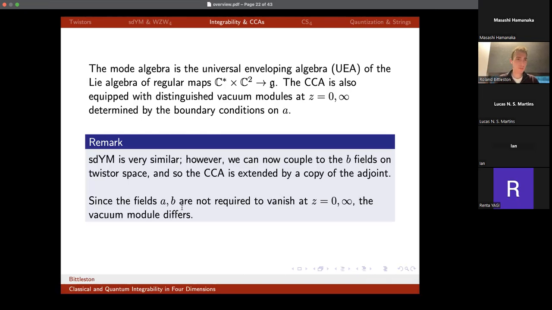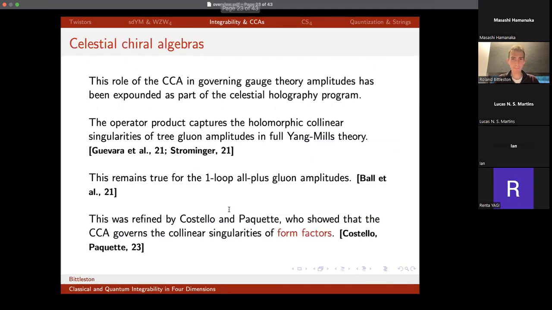And because the boundary conditions on A and B, in fact, they have no boundary conditions as compared to the A from before, the vacuum modules were slightly different. So why do I use this word, celestial chiral algebra? This has sort of been explained as part of the celestial holography program. I'm just going to touch on it here.